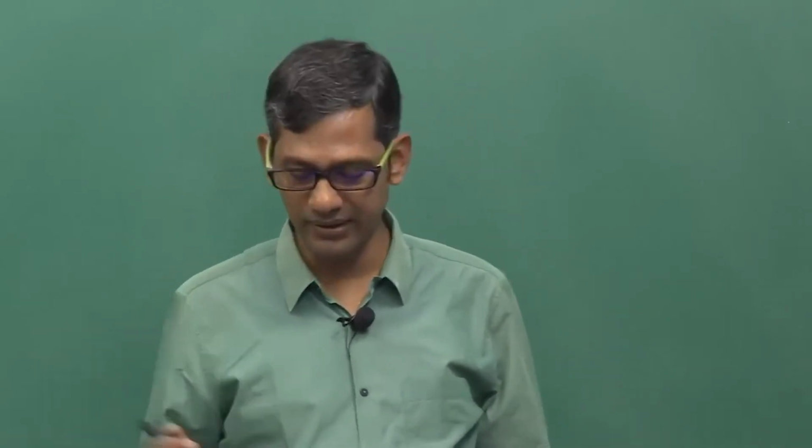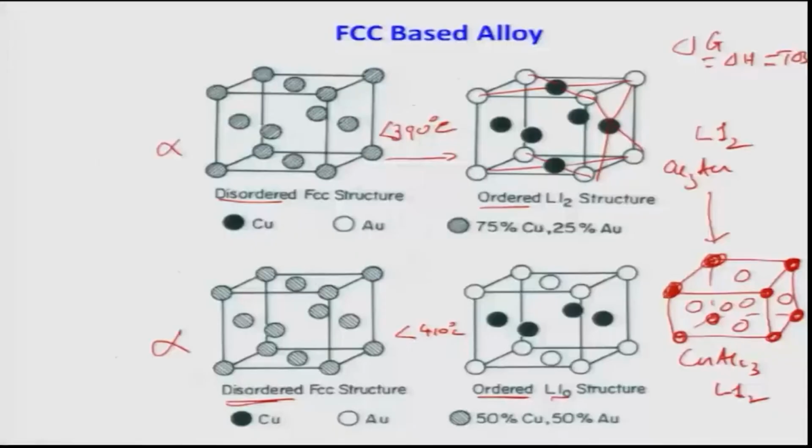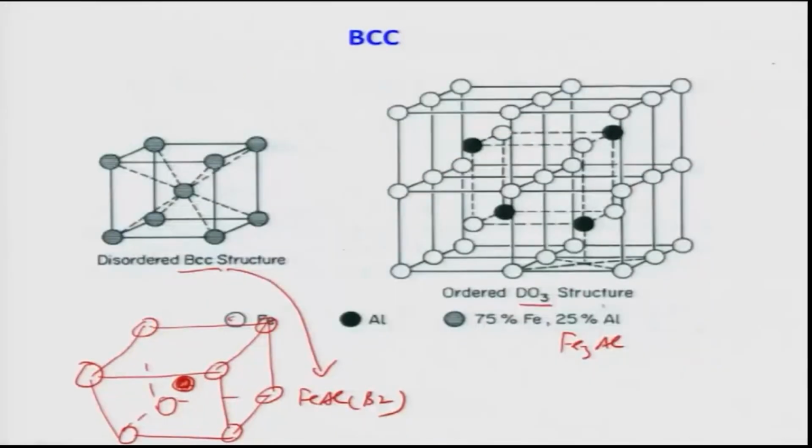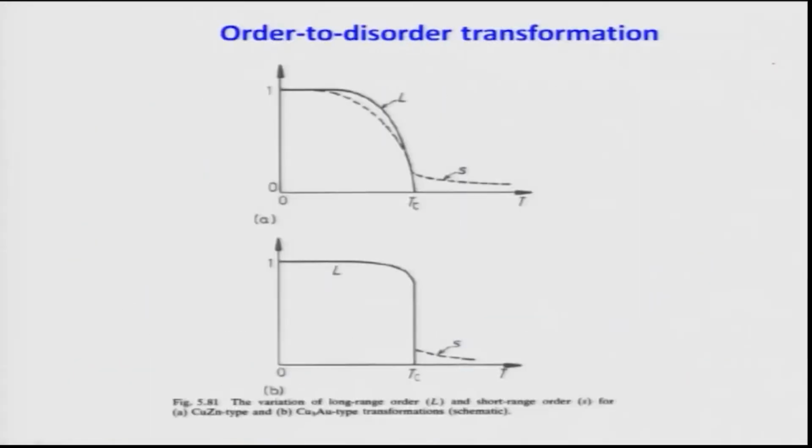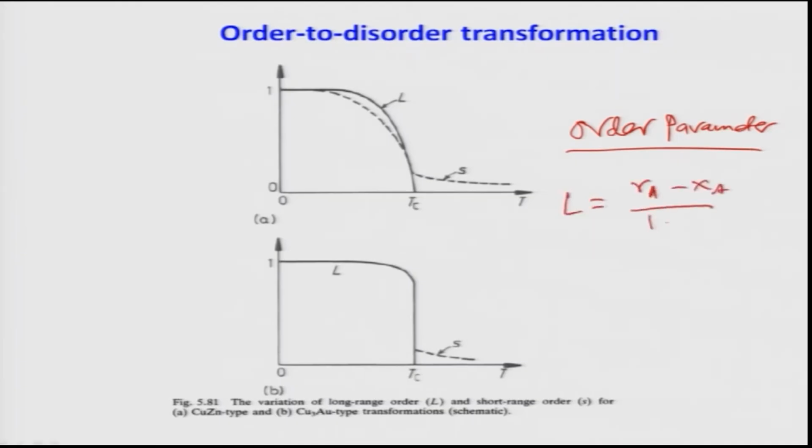How to measure that? Experimentally this can be measured using X-ray diffraction, but to measure that we need to define certain things. What you need to define is an order parameter. The order parameter tells you how well ordered a structure is. What is the meaning of order parameter? It is very simple. The Long-range order parameter is defined as R_A minus X_A divided by 1 minus X_A. That is how it is defined.